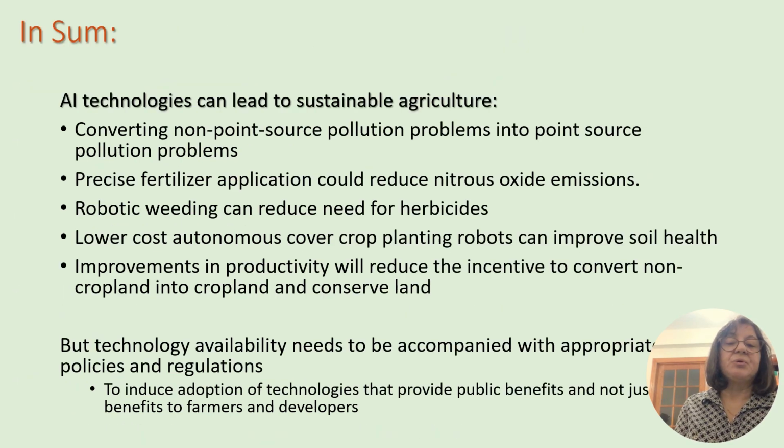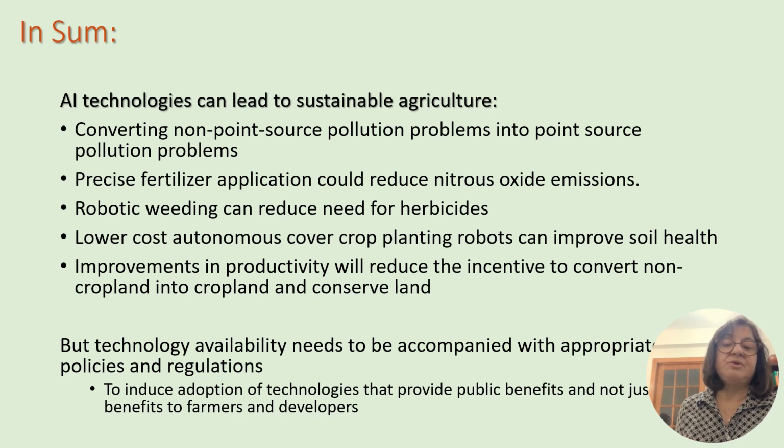for adoption. So in sum, AI technologies can lead to sustainable agriculture by converting non-point source pollution into point source pollution problems. And that is because AI technologies can record the data, the management practices, and can then be used to assess what the impact of those practices is on the environment at a site-specific level.